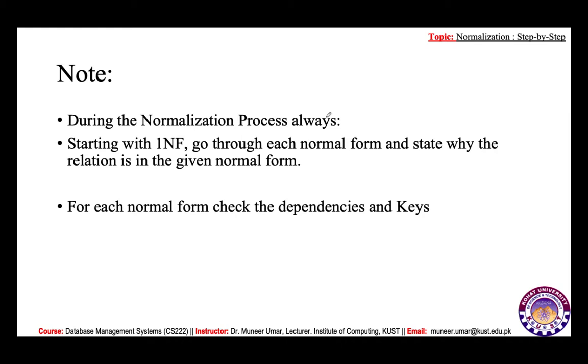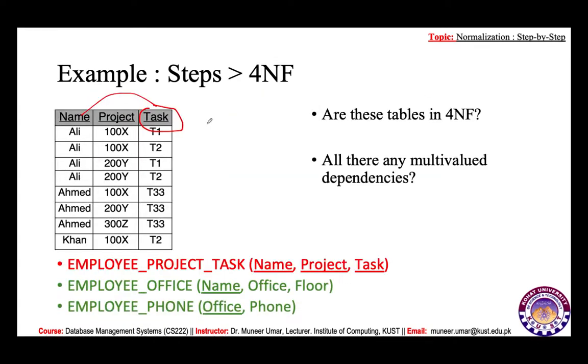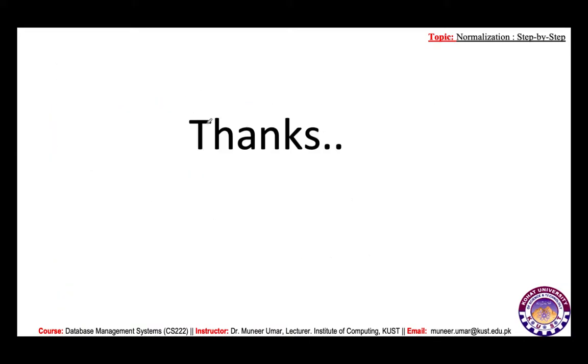During the normalization process, always start with first normal form. First we must check the condition for multi-valued attributes. After that, second, third, we must follow the sequence and also check the conditions for each normal form. For each normal form, check the dependencies and keys. This is very essential. Whenever we create a new table, we must specify keys. So here in these tables, we also specified the keys for the attributes. Thanks.